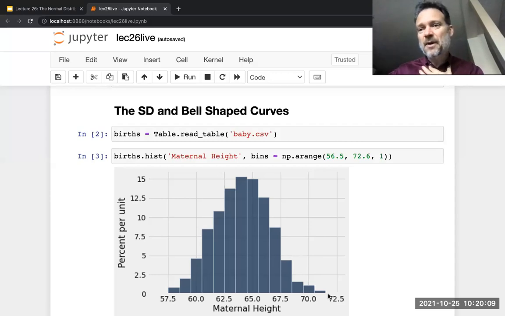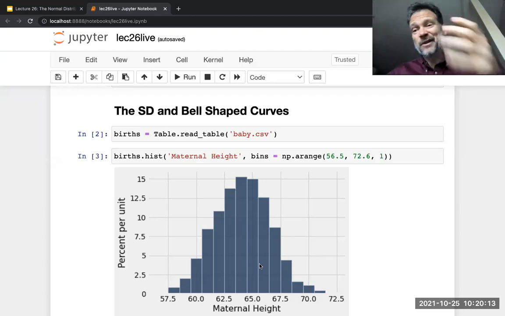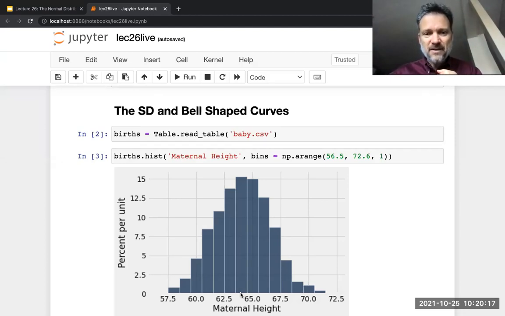So that tells you that you could use this rule of thumb to try to visually estimate the mean and standard deviation. Where do you think the mean height of mothers is based on this histogram? Give me a number. Go ahead and type in chat what you think the mean is.